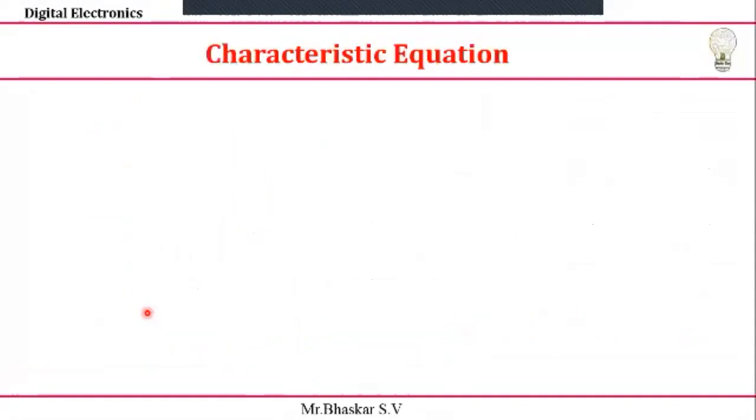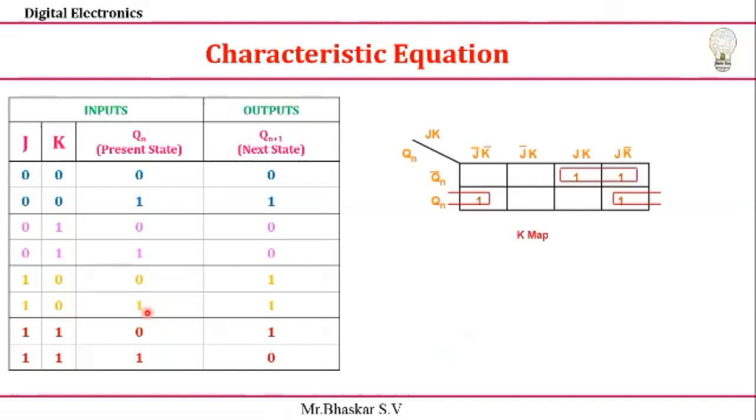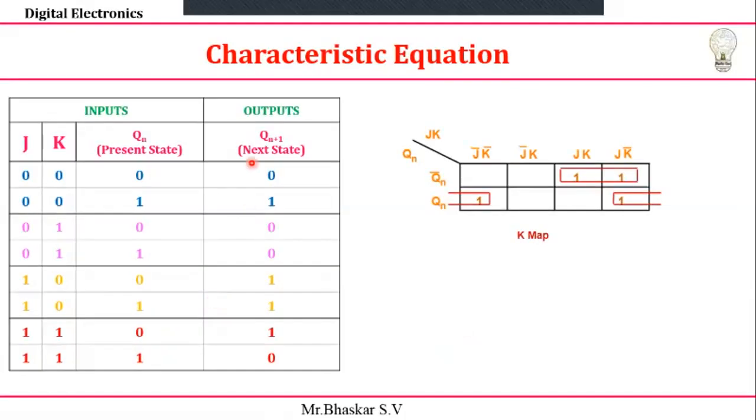Okay. Next, how to write the characteristic equation. You can see how I'm going to write it. I'm going to write the next state, so I'm going to write the K map for the next state. I'll take the inputs JK and one more input, Qn. JK versus Qn, and I'm going to get Qn plus 1. So I'm just going to enter the values.